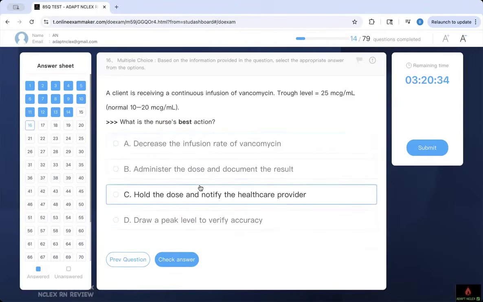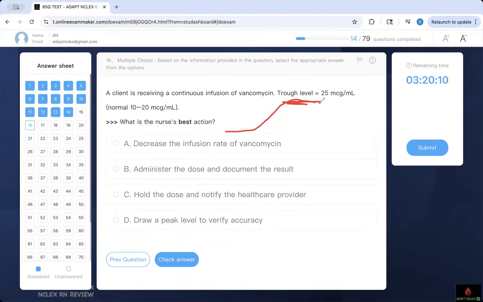The client is receiving continuous IV infusion of vancomycin. The trough level is what? 25. I've given you the range. What is the best action? These kinds of questions are straightforward, and I'm showing you the trick. I want you to write down, stop the video. When they give you a question, they give you a peak and the trough. This is the way. The medication, I give it to you, then you go.